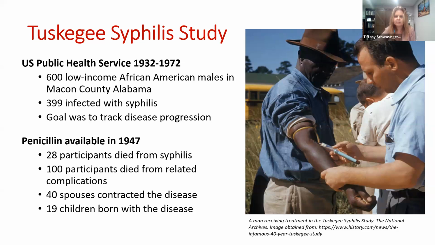The problem with this is that penicillin, which is a known treatment for syphilis, became available in 1947, and it was not administered to the participants within the study. So unfortunately, 28 people died from syphilis, 100 participants died from related conditions, 40 spouses contracted the disease, and 19 children were born.